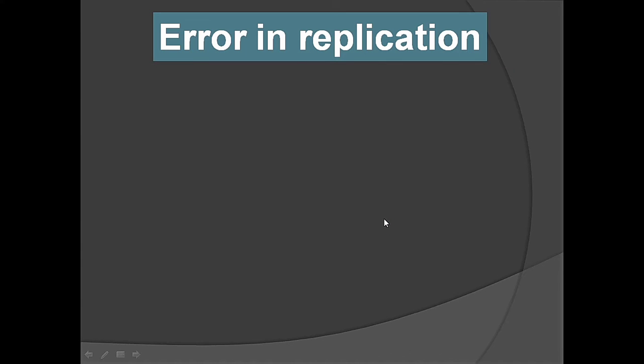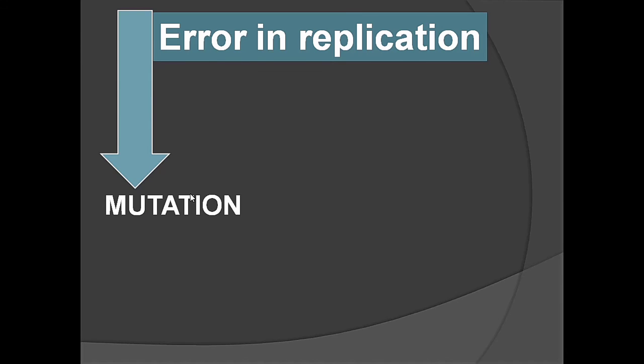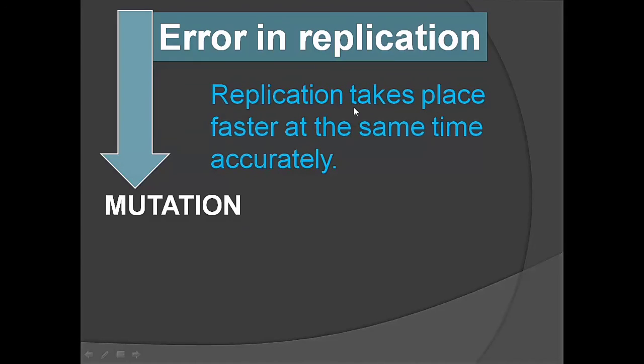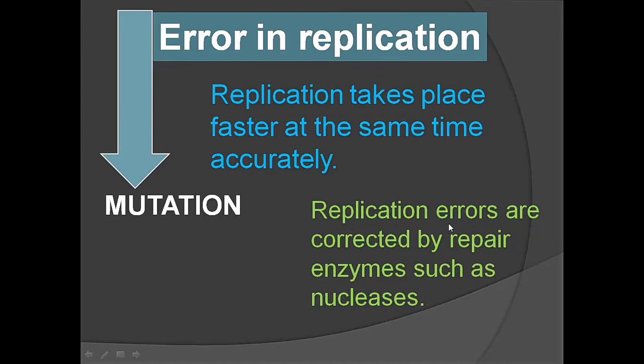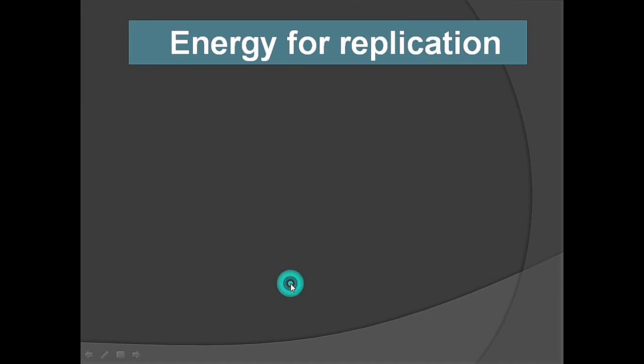Error in replication: when there is an error in replication, that results in mutation. What is mutation? Change in the structure of a gene. When there is a change in the structure of a gene, that affects many activities of an organism. Replication takes place faster and at the same time accurately, without needing repair. Replication errors are corrected by repair enzymes such as nucleases.